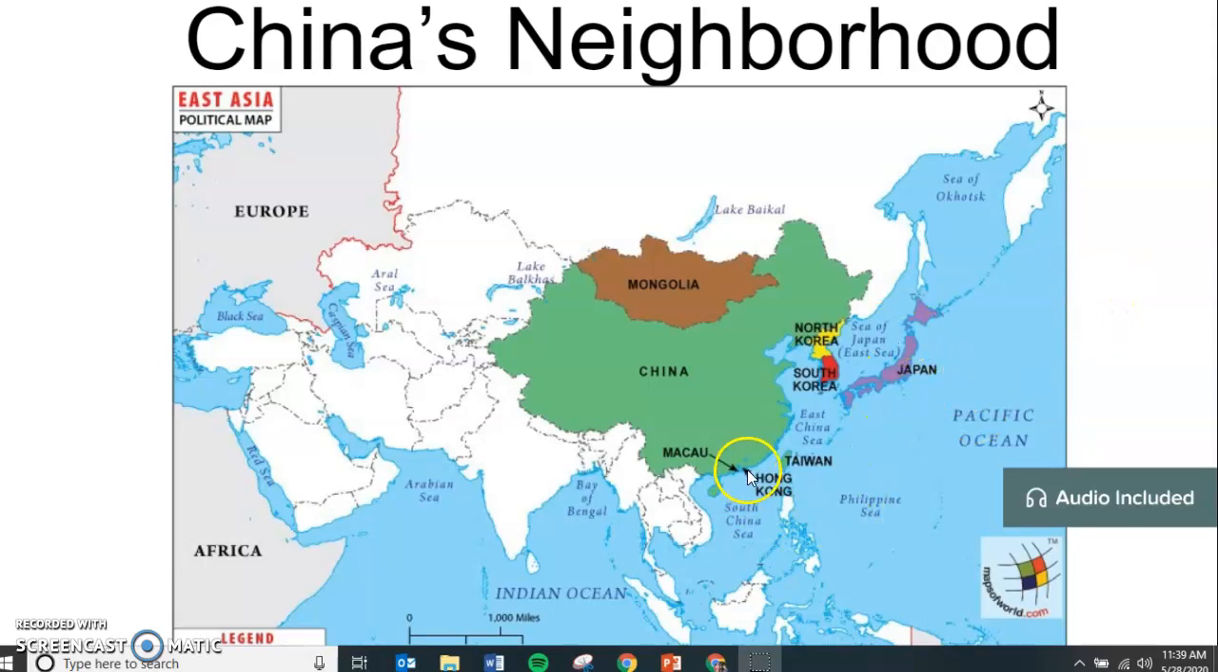The first is going to be right here, which is Hong Kong, which is a little peninsula that is attached to China. The second one is Taiwan, which is this island right here. And then the last one is North Korea, which of course is the country that borders China on the Korean peninsula.